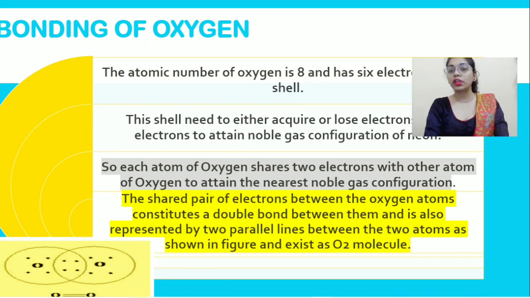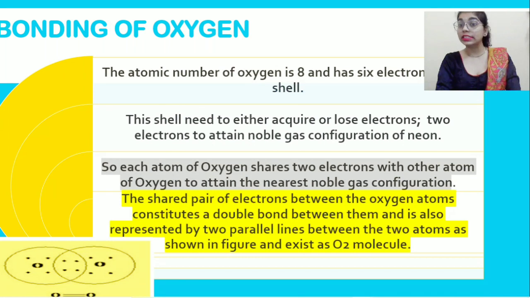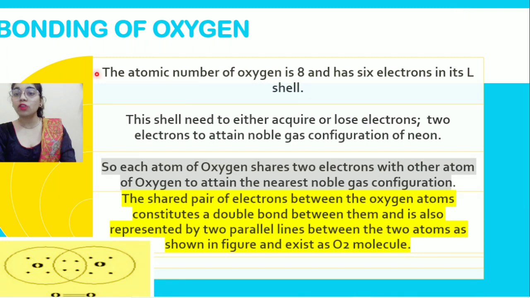Moving further with the bonding of oxygen. As you know, oxygen exists as the O2 molecule. Oxygen has atomic number 8, and its L shell has 6 electrons. You can see that a double bond is present. For a double bond we can say there are 2 parallel lines. I hope that is already clear, as you have been studying since 6th class.